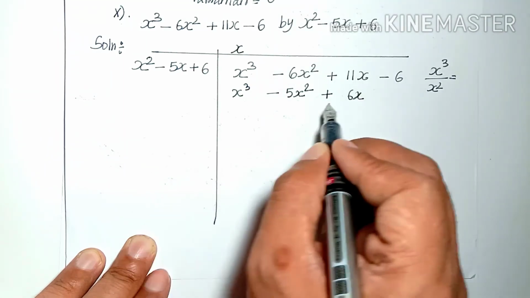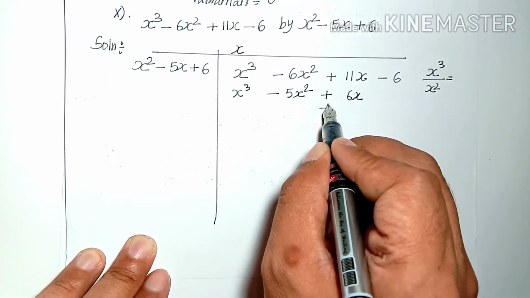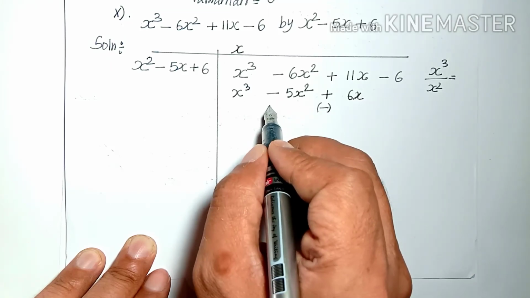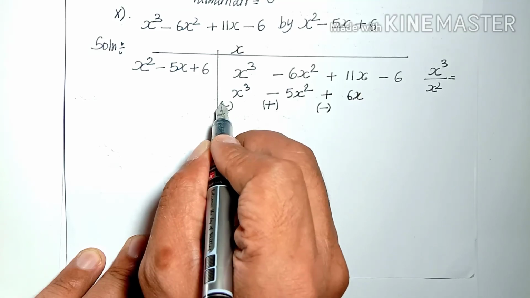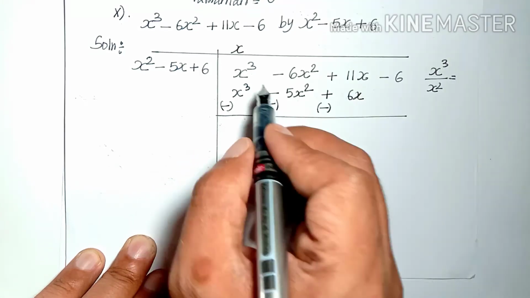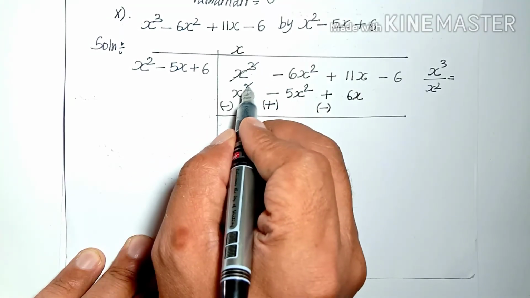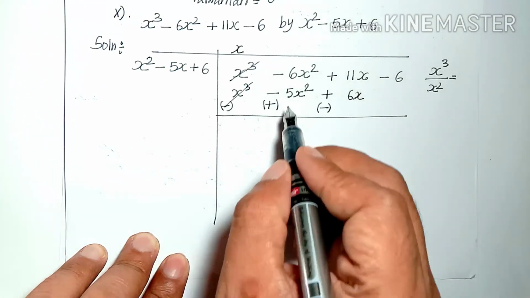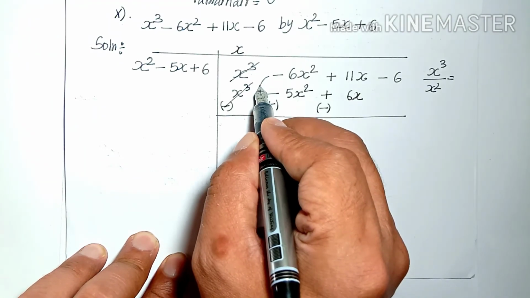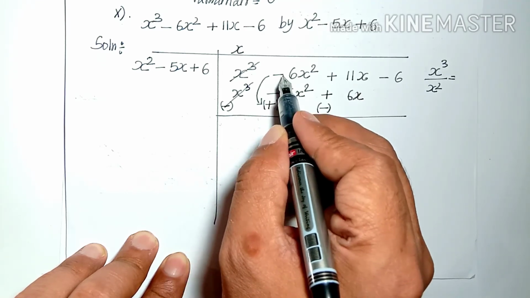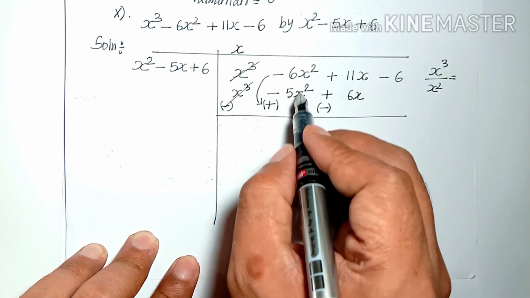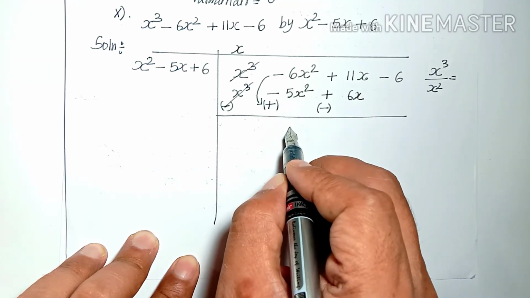Now you'll have to change the sign here. Plus will become now minus sign. Again this will change to plus sign. Again this will become here minus sign. Now plus x cube minus x cube will be 0. So here we can see one is negative, the other one is positive. The middle sign is rejected. Minus plus will be minus. 6 minus 5 will be 1x square.